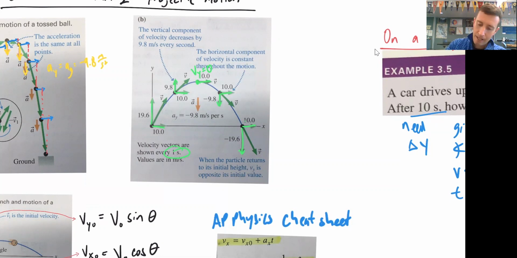And you'll notice that the path up is exactly equivalent to the path down, assuming no air resistance. The section up looks exactly the same as the section down, except that the vertical parts have become negative instead of positive for velocities. Okay.